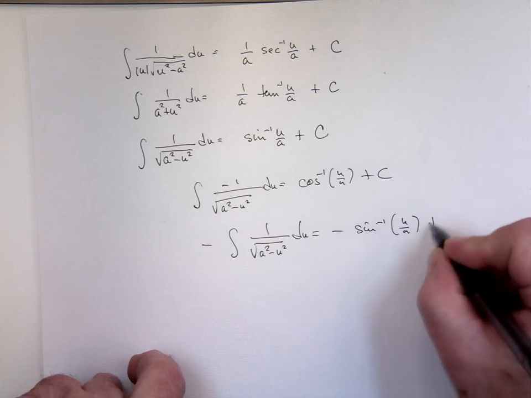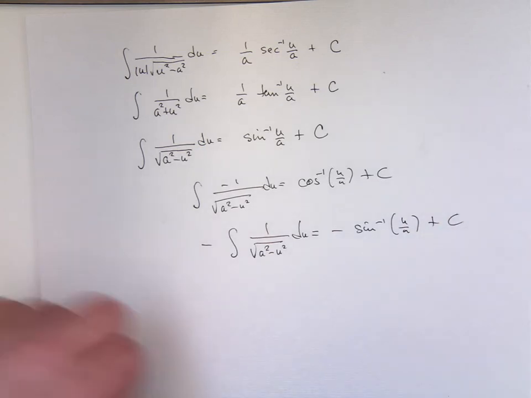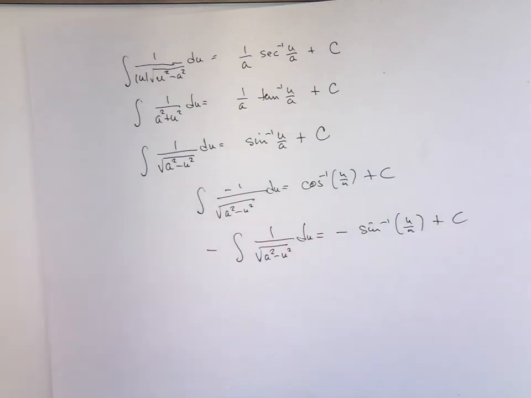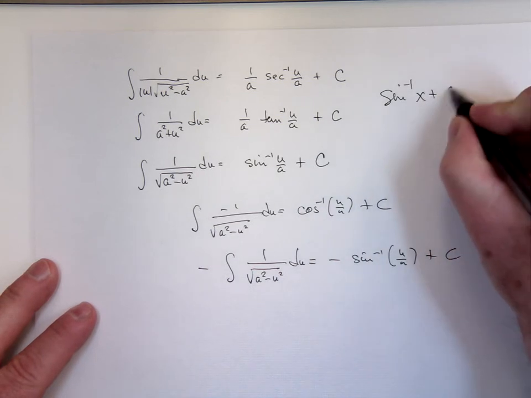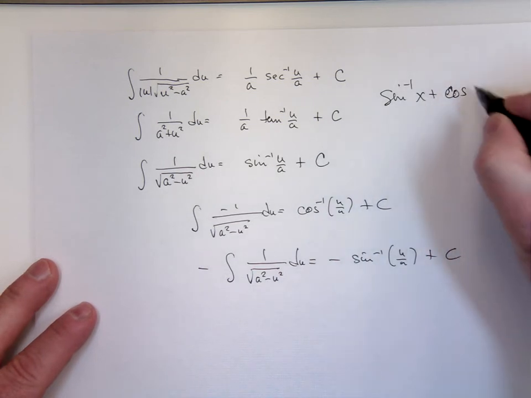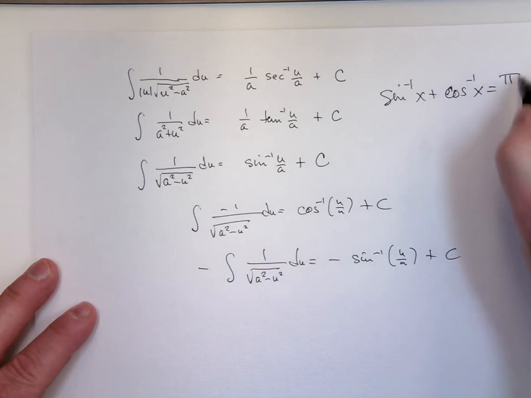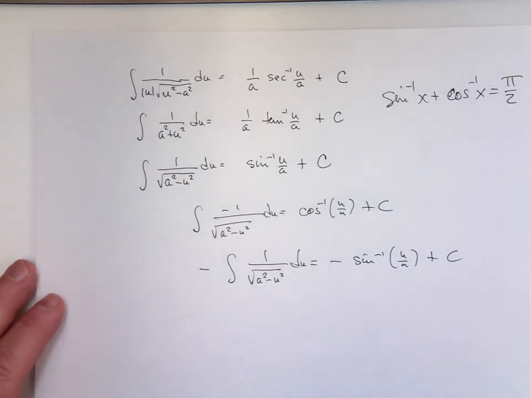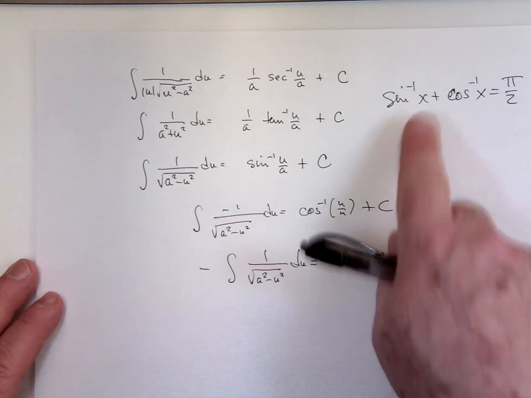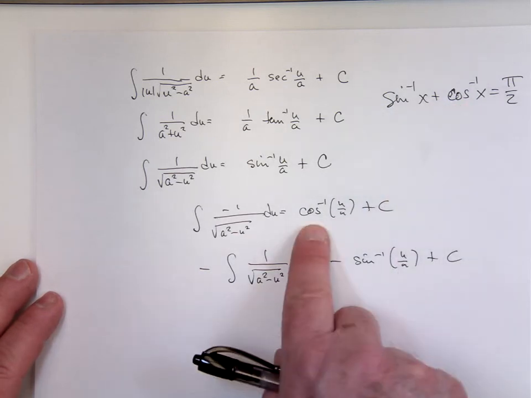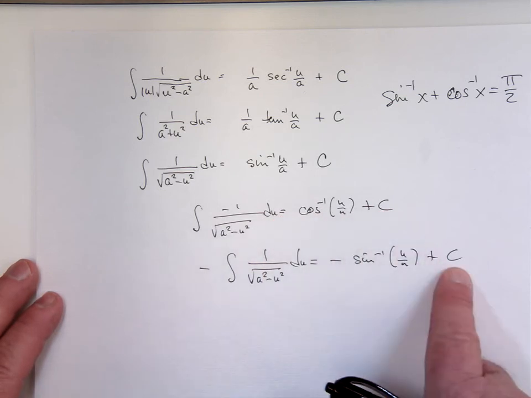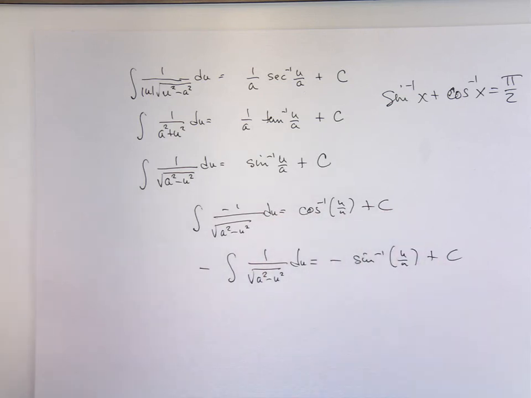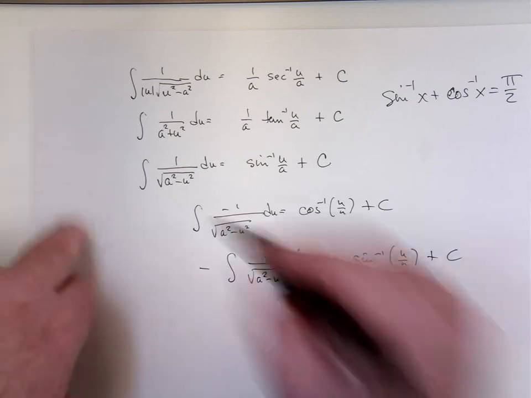Why does that work? Because there's a trig rule that says inverse sine x plus inverse cosine x is equal to pi over 2. So one is a constant minus the other. So inverse cosine is a constant minus inverse sine. But this constant plus that constant is a constant. So you never need the other three. It's only those three that I gave you. This one, and this one.